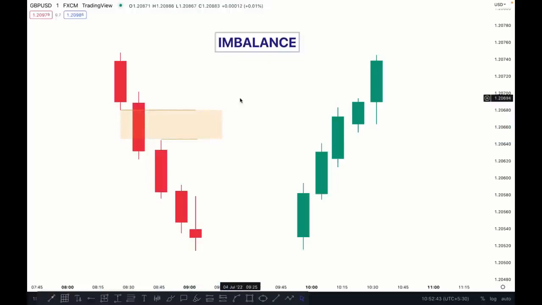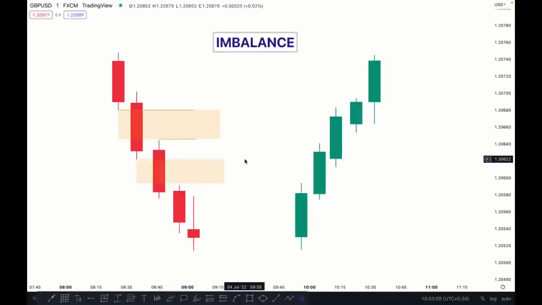And sometimes what happens is the market does not fill this imbalance, so that is not called an imbalance. In this case, you can see this low and this high is here, still an imbalance, correct? And maybe these candles extend here. So this imbalance looks like this. This is a minor imbalance, but still an imbalance. So this one is also a valid imbalance, and this one is also valid.